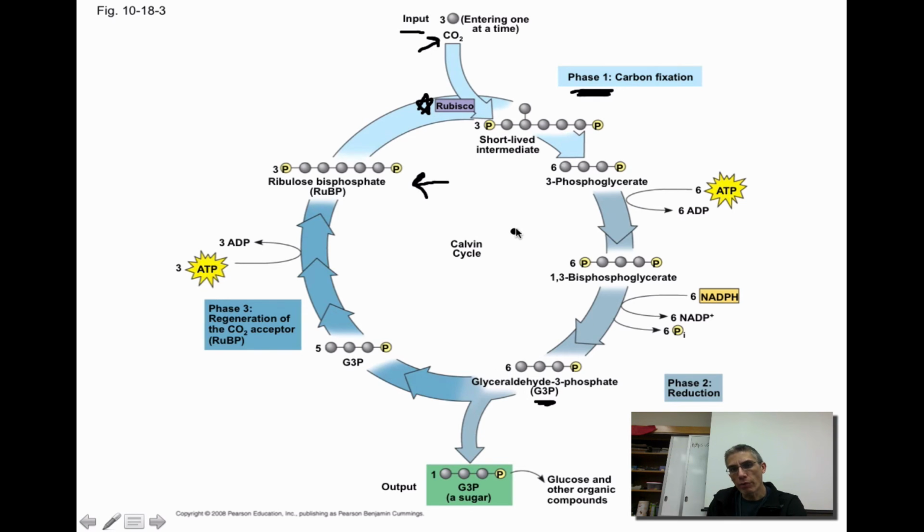And remember, the primary purpose of the Calvin cycle is to take that CO2, fix it, and help us produce the food for the plant. Remember, it's going to be used to produce the sugar as a byproduct of this process.